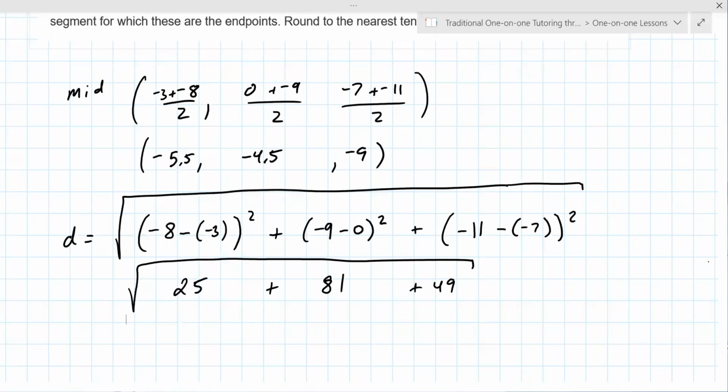You got a number for me? 12.4. I don't think so. So maybe I made a mistake. Yeah, I did. This is 11 minus 11 plus 7. So that's going to be 16 there. So go ahead and change that.